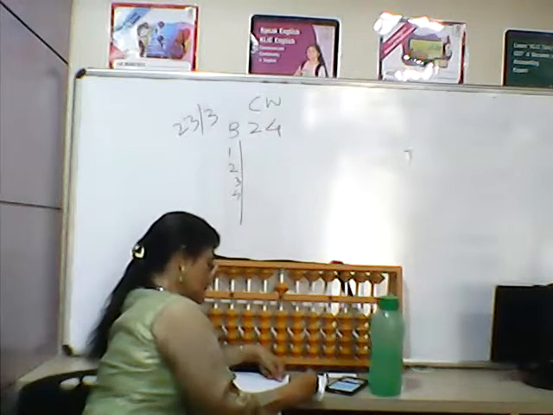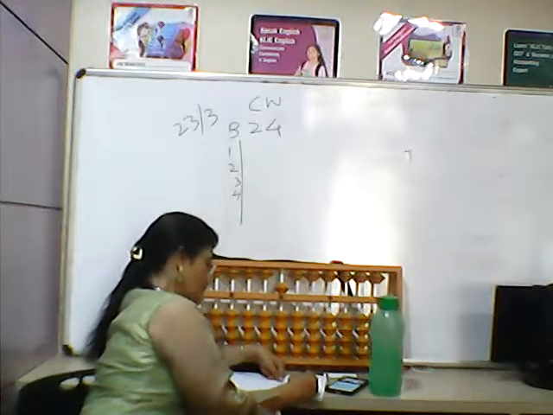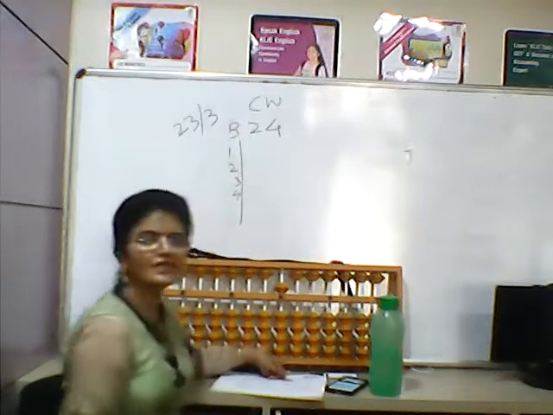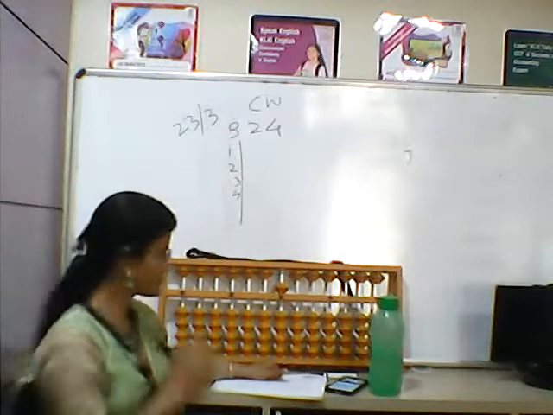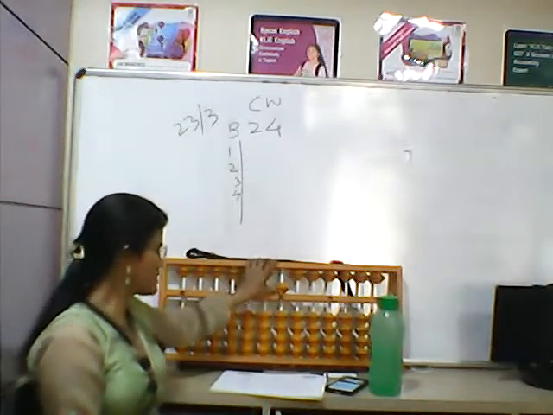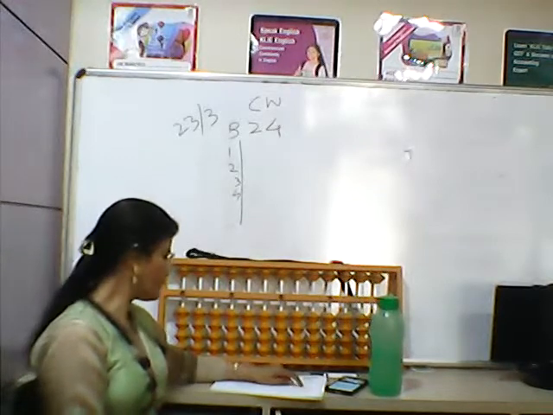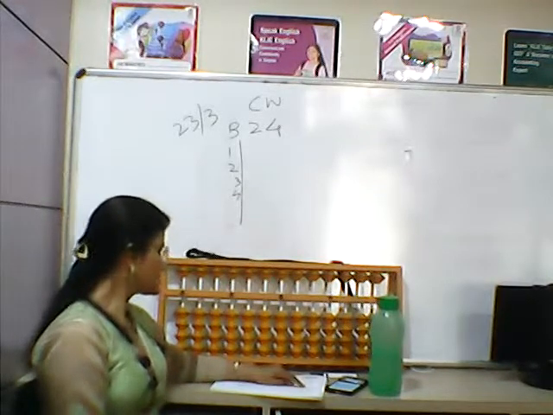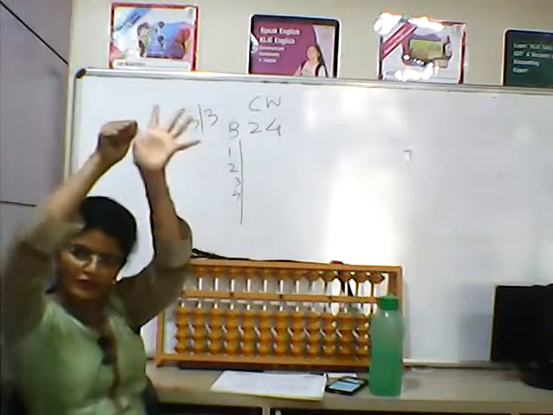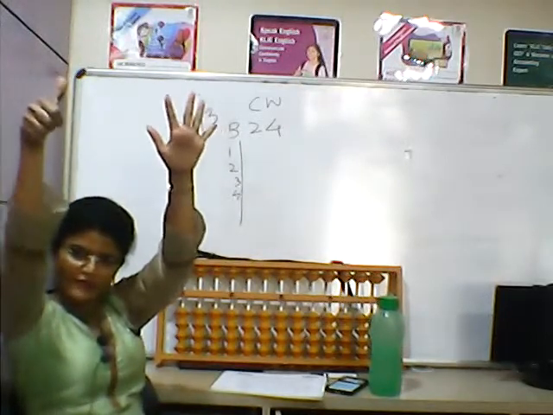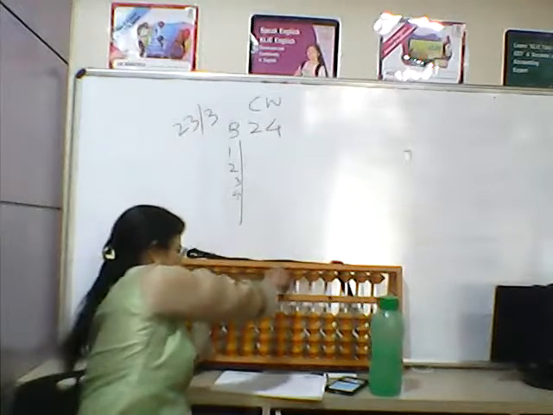The answer is 5. Next up, sum number 15. Sum number 15. 6, 5 and 1, close action.